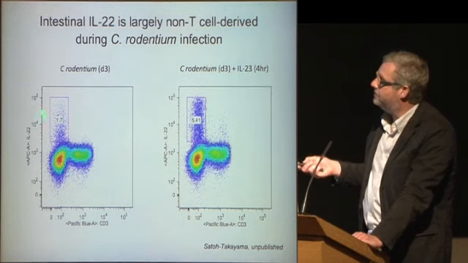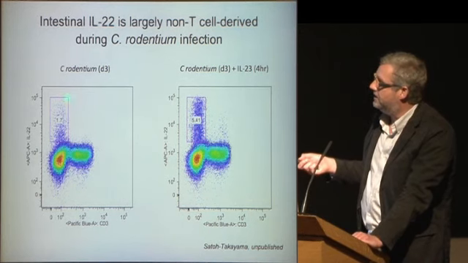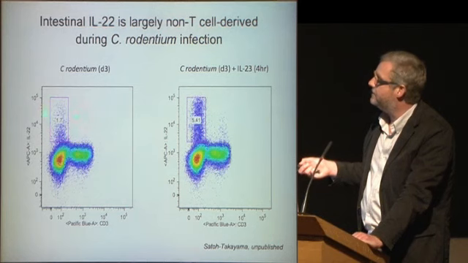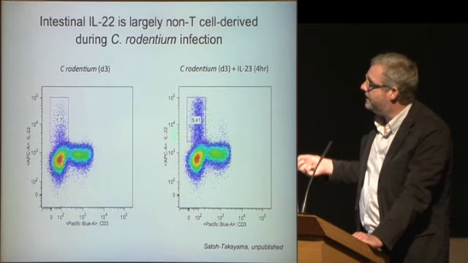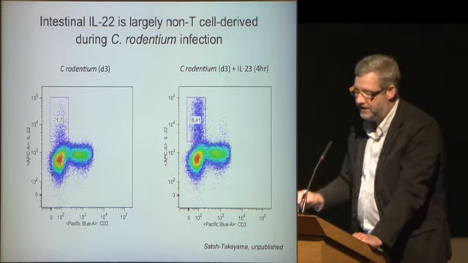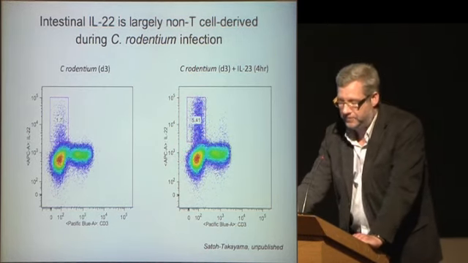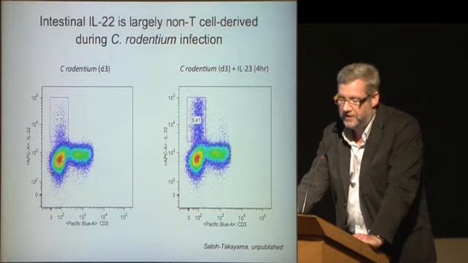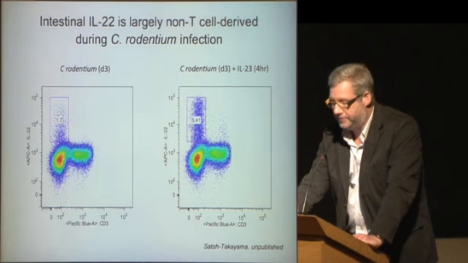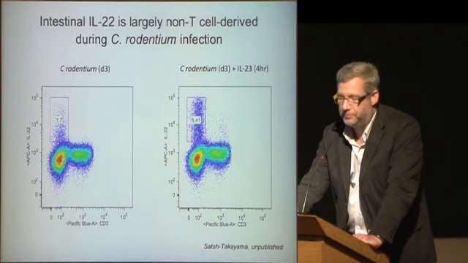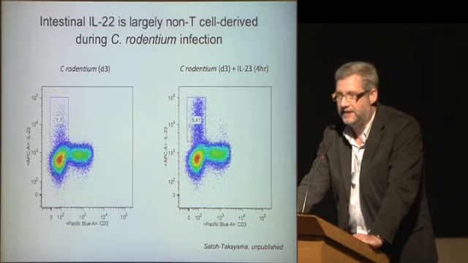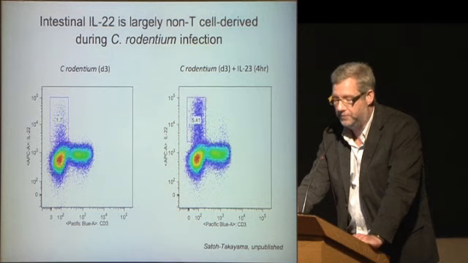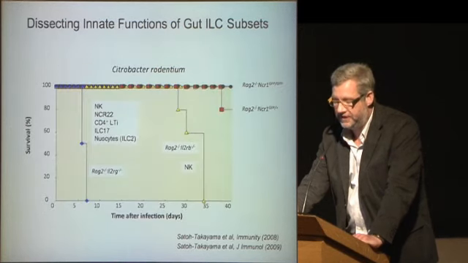Here you can see the IL-22 production after infection is coming from CD3 negative cells. This is highly inducible by IL-23. And if you look inside this IL-22 positive subset of cells following infection with C. rodentium, in fact, you have quite a diversity of cells that are involved. LTi cells are producing IL-22, NCR22 cells are producing IL-22, and many cells that lack either the natural cytotoxicity receptor or CD4 are producing it. So there's quite a diversity.